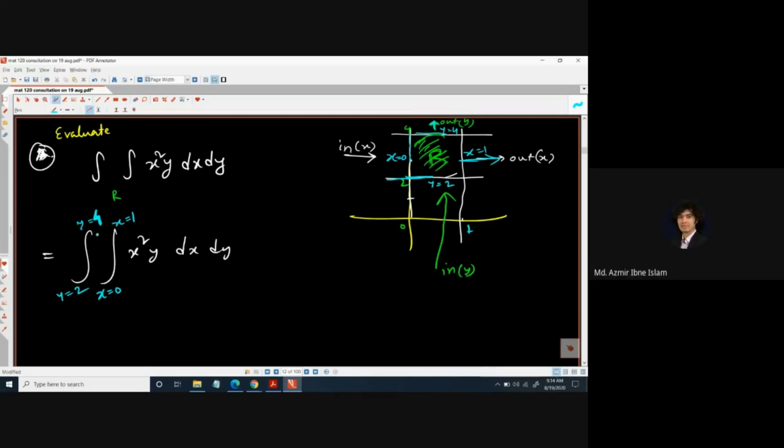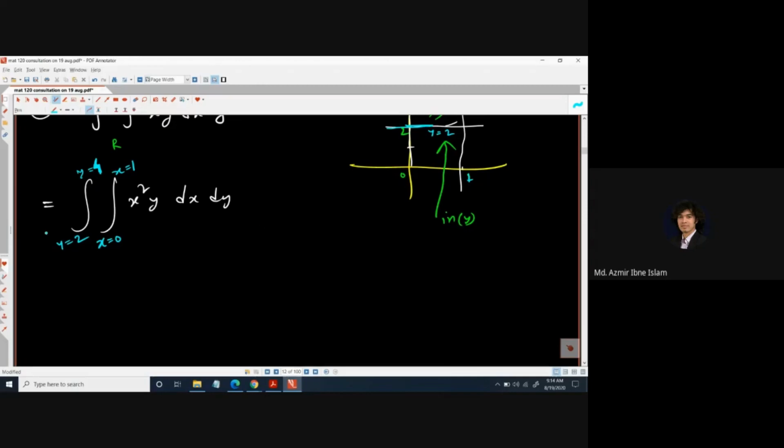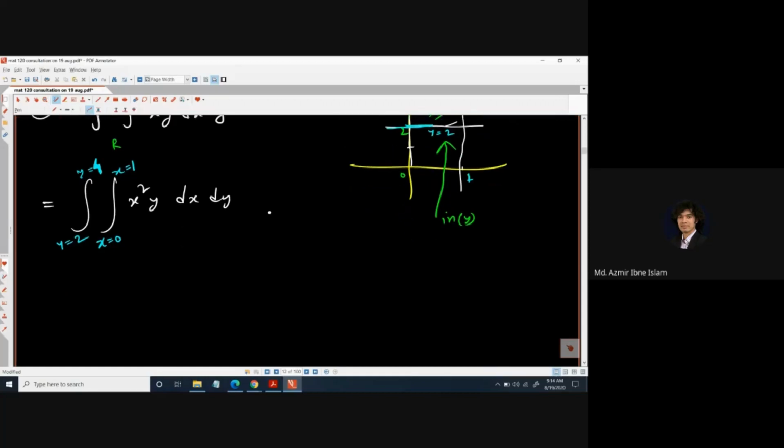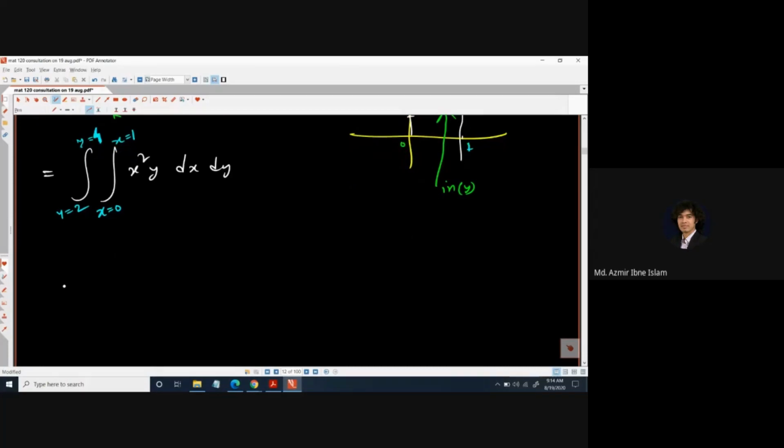So sometimes your limits will be given, or sometimes you have to understand what the limits will be based on the figure or based on the information provided in your question. Okay, let's try to solve this one. Whatever concept I have written here, in of x out of x, in of y out of y, the same thing will be very helpful in non-rectangular regions. After this, I will discuss one or two problems from non-rectangular regions. Okay, let's integrate first.